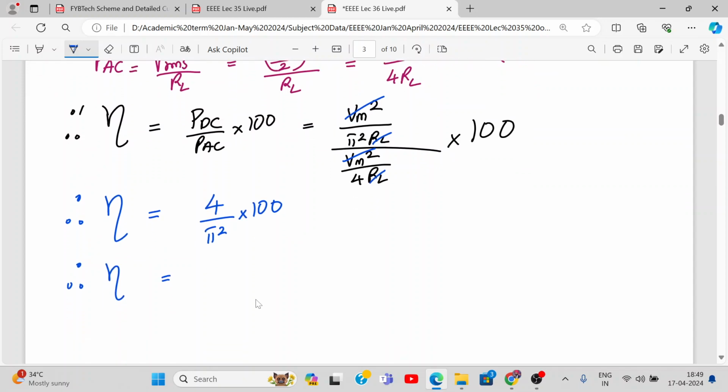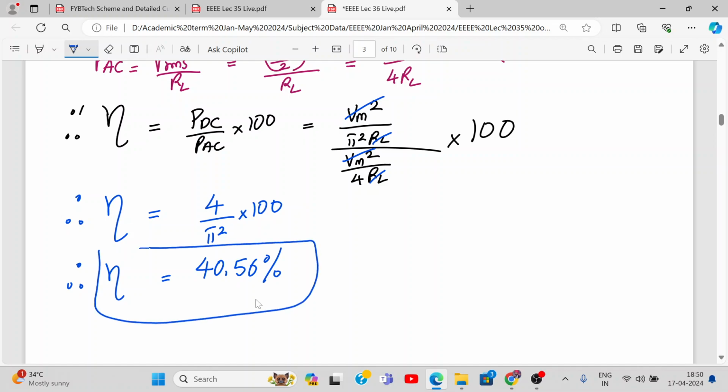How much is 400 upon pi square? Come on, tell me fast. 40.56. So 40.56 is my efficiency of half wave rectifier. HWR, when I write, it's a half wave rectifier. So that's the efficiency of half wave rectifier, meaning out of 100% DC input power, only 40% is getting converted into pulsating DC. Rest is a waste of energy. So not a very good efficiency.